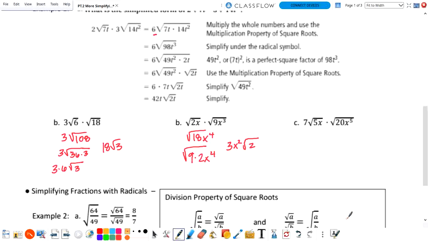All right, same thing for C. So we have 7 on the outside, so that 7's going to stay. 5 times 20 gives us 100. And x times x to the 5th power gives us x to the 6th power.